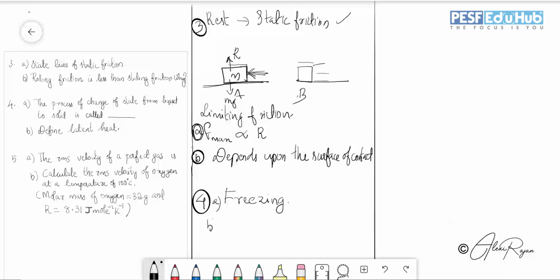Now the second sub-question: define latent heat. The word latent means hidden. We'll discuss one experiment. You take a beaker of water, keep a thermometer inside it and heat the water. You can see that slowly the thermometer reading increases. The mercury will rise up to 100 degrees Celsius. Further, you heat the water.